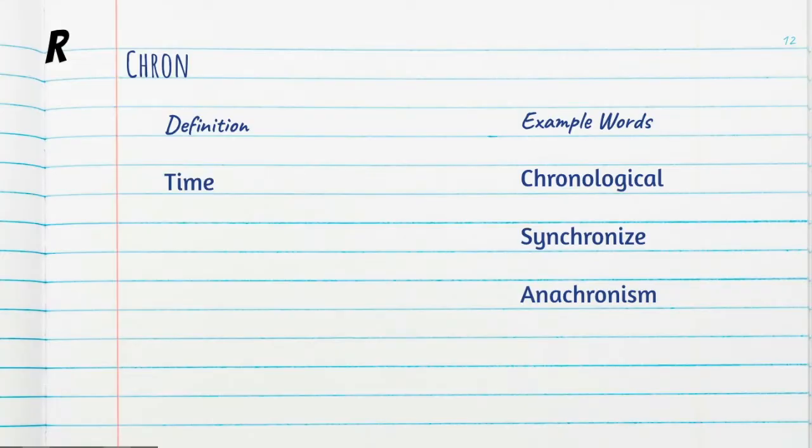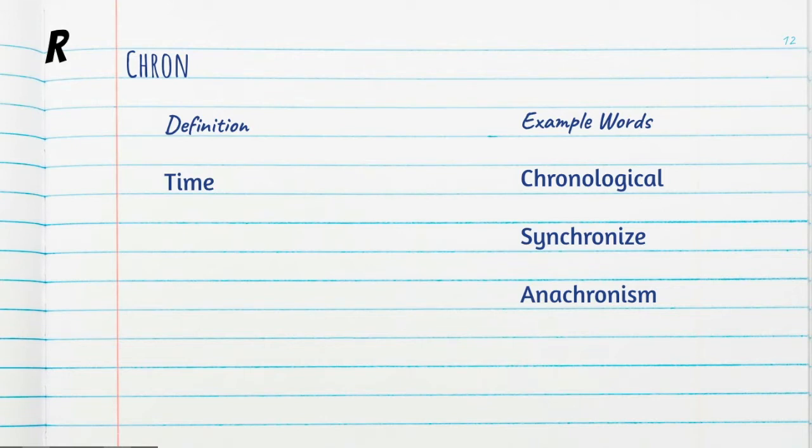Our next one is a root word, which is chron, and that means time. So some examples, chronological. If something is in chronological order, it is in time order, right? So what happened first comes first, then what happened next, and so on and so forth. Synchronize. If you synchronize something, it means that you're all doing it at the same time. Think about synchronized swimming, they're all doing things at the same time together.